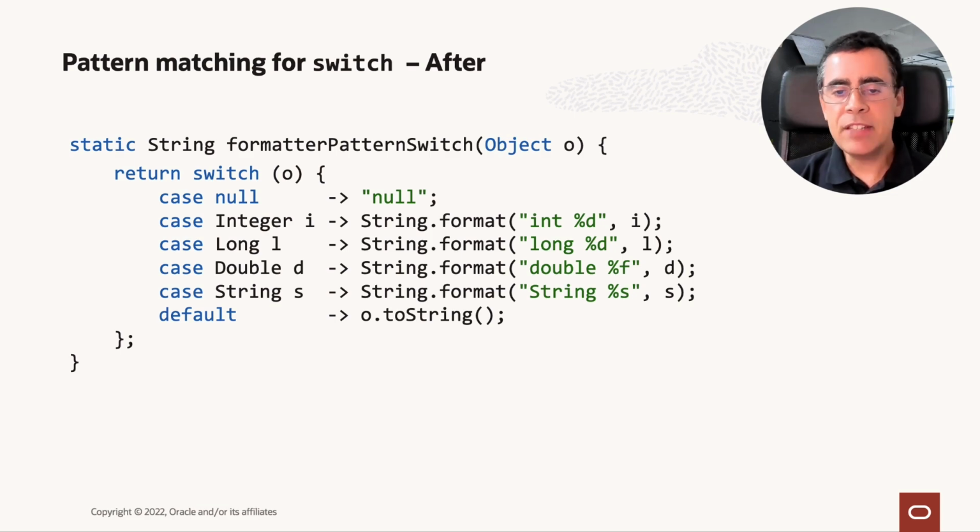Remember that the case statement has to be exhaustive, so in most cases, you want to add a default value. Notice that you can also now add a test for null as another case, making the code even easier to read and maintain. To maintain backward compatibility, the default label does not match a null selector.